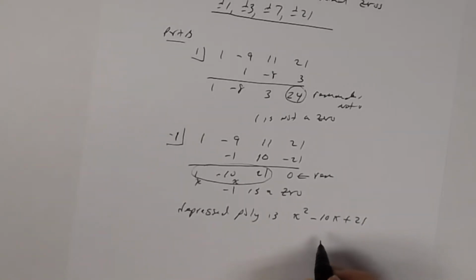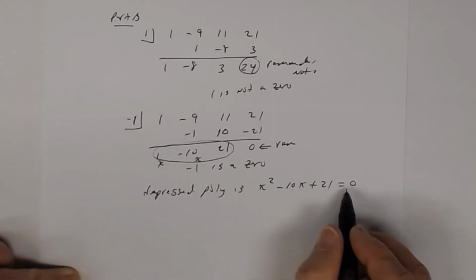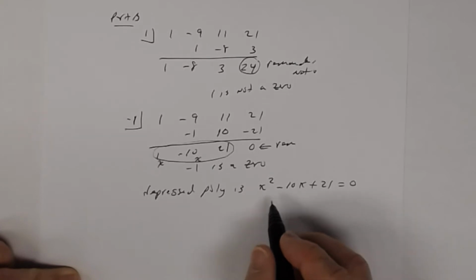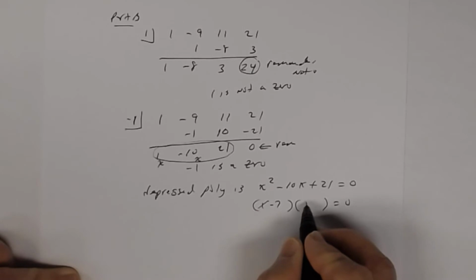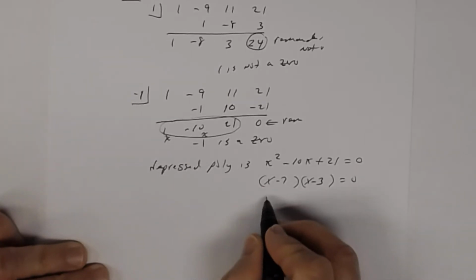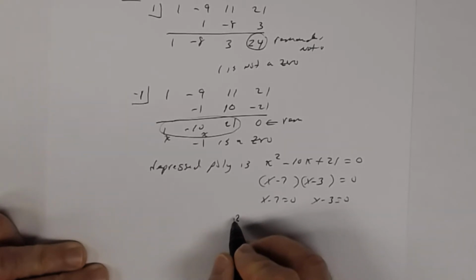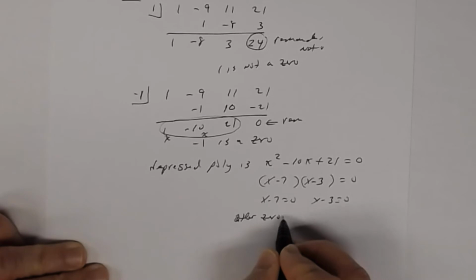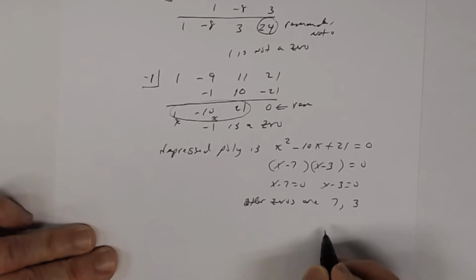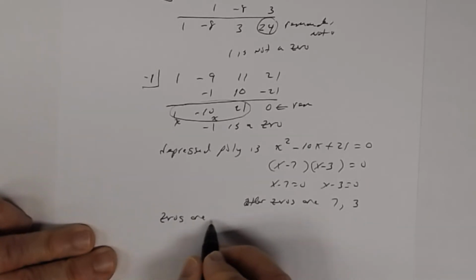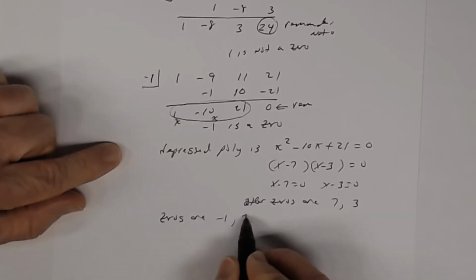And so if I want to find the other zeros, I'm going to set this quadratic expression equal to 0. So I'm going to solve this quadratic equation. It's factorable, so we get (x minus 7)(x minus 3) equals 0. And so I get x minus 7 equals 0, x minus 3 equals 0. And so my other zeros are 7 and 3, right? And so altogether my zeros are, I found one up here, -1, 7, and 3.